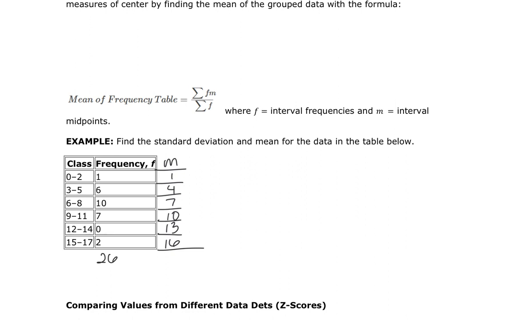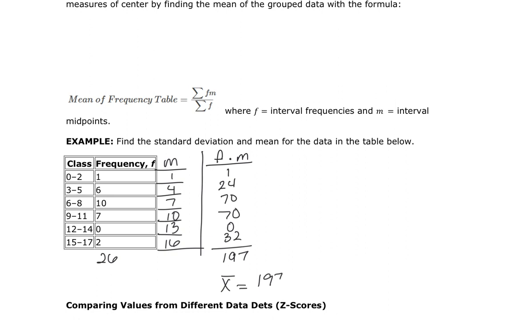Now, the first thing I'm going to do is find the mean, just like I did before. To find my mean, I'm going to multiply my frequency by my midpoint, and then add all of these up. So I'm going to have 1 and 24, 70 and 70 and 0 and 32, and I add all these up and I get 197. So my X bar is going to be 197 divided by the 26 pieces of data. In this case, my mean was 7.577. We'll go to that many decimal places.